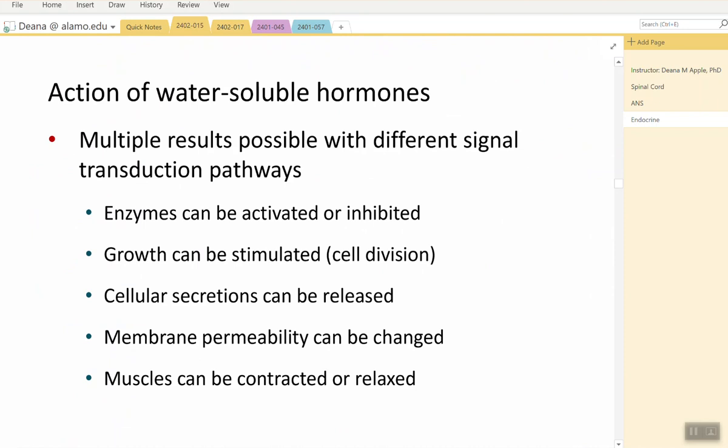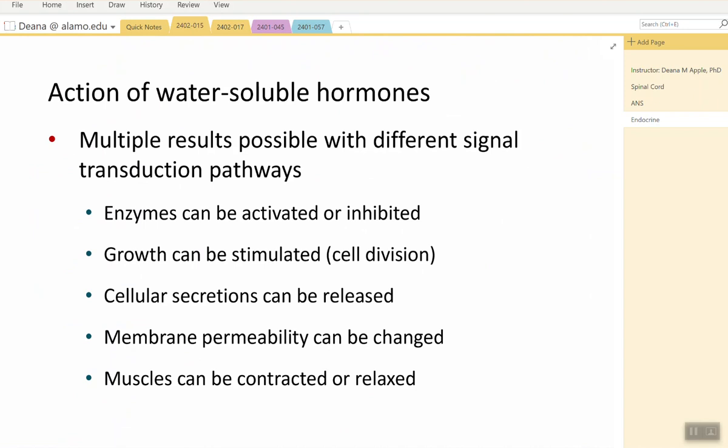So this is how we can get so many different endpoint results from one molecule binding. Different signal transduction pathways being activated from one molecule binding its receptor. The enzymes can be activated or inhibited. They don't all have to be activated. Here I've been showing you activation, activation, activation. They don't have to be. They can be deactivated. They can be phosphorylated or dephosphorylated. And phosphorylation doesn't always equal activation. Sometimes you phosphorylate something and that shuts it down.